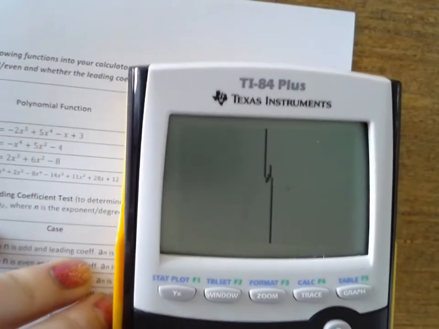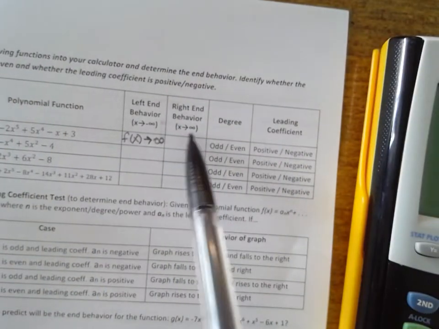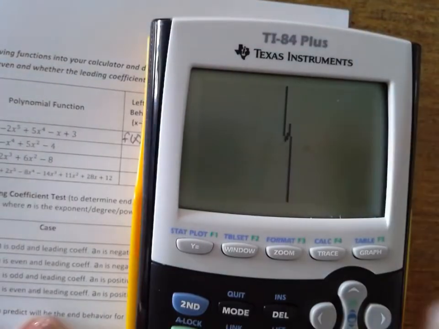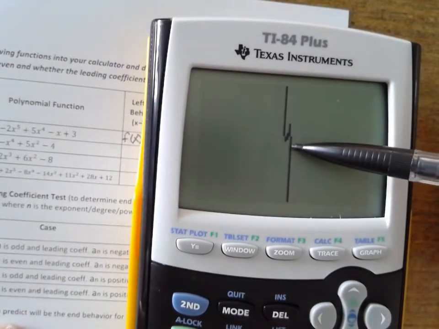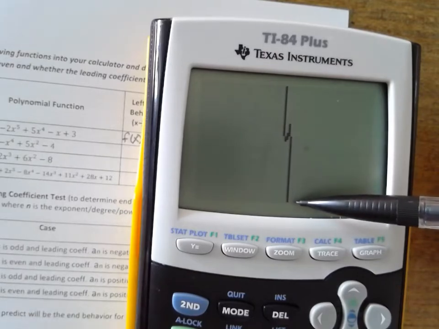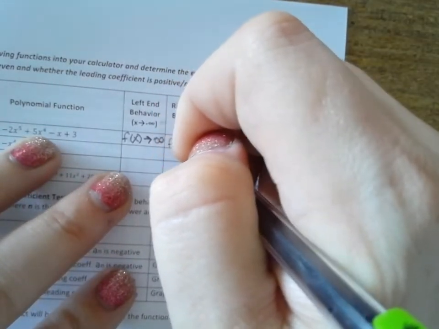Over here, what does right end behavior mean? As x approaches positive infinity, it means we're going to the right. So as we're riding this function and going to the right, what is happening to our y value? It is approaching negative infinity. So as x approaches infinity, f of x approaches negative infinity.